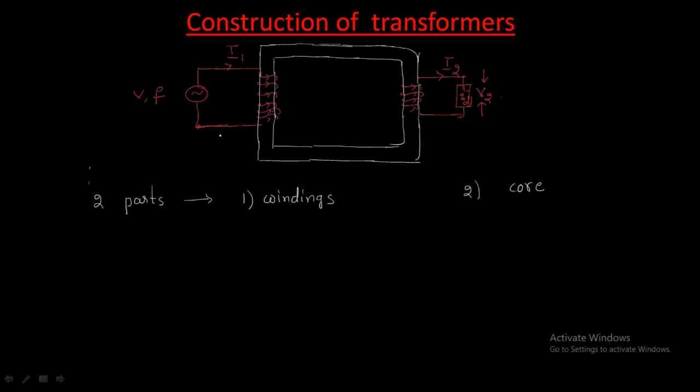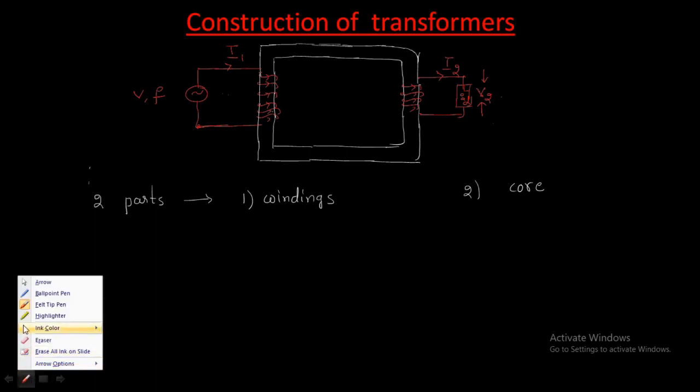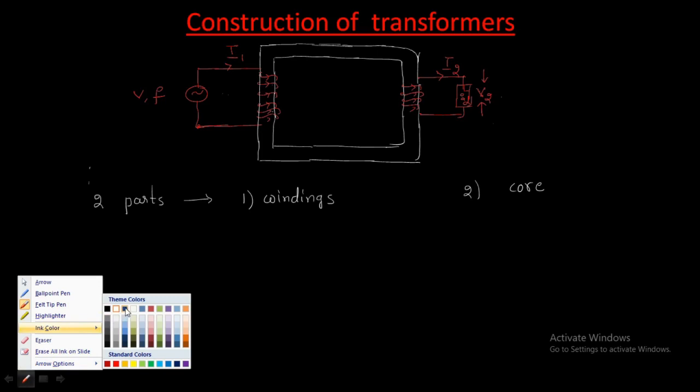So generally, what is a transformer? A transformer is a static device which transfers power from one circuit to another circuit without changing the power and frequency. Just the voltage and current magnitudes will vary. In this, we have two types of construction, one is the winding, and the other one is the core. So we will look here.